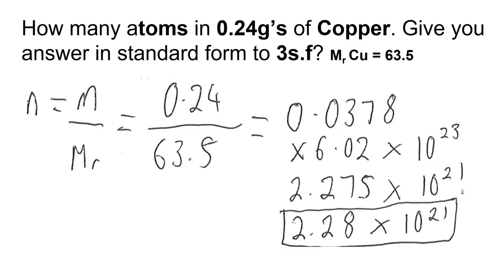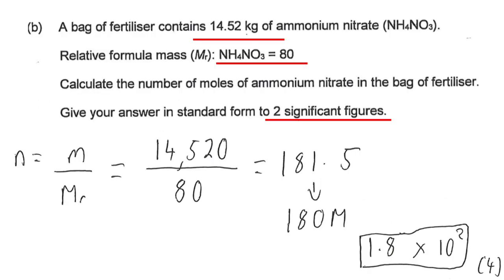Next, play and pause while we go through some more of these. Copper, 63.5. This gives me how many atoms. I multiply by the number of moles, and I get 2.28 by 10 to the 21. So 3 significant figures. Here's another one. Pay attention to the significant figures for 4 marks. 2 significant figures, 180.